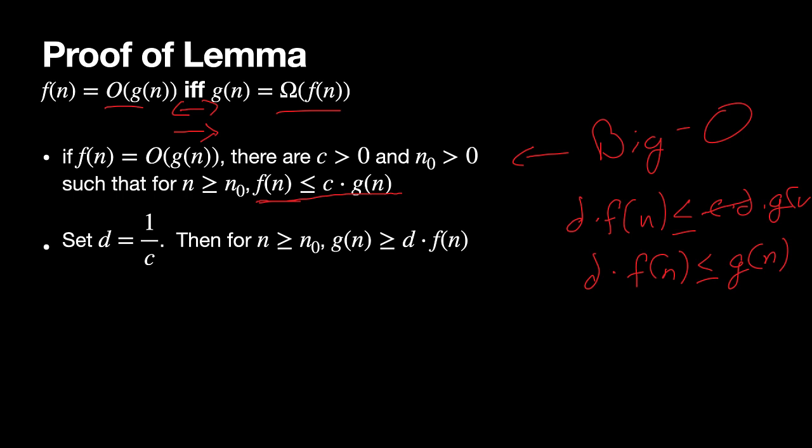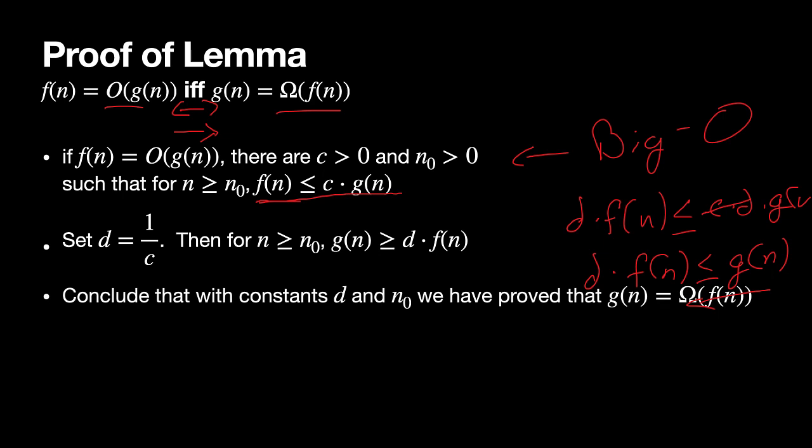Okay, and of course this inequality we can read backwards. We can say that g is greater than or equal to d times f of n. So what that's saying is that f of n is always below g of n. So essentially it's bounding below g of n. Okay, so with that we can conclude that for some constants d and a start point n0, our function g is bounded below, is in the big omega of f.